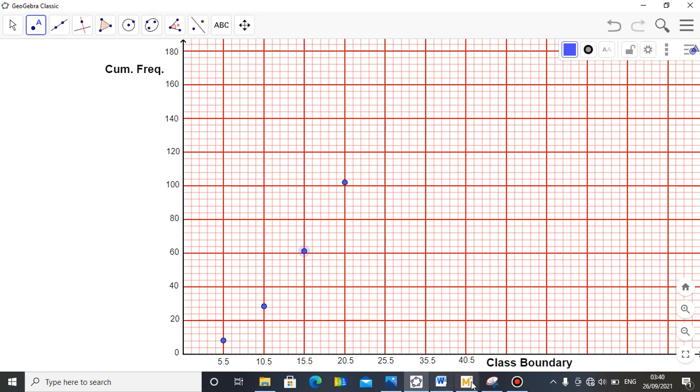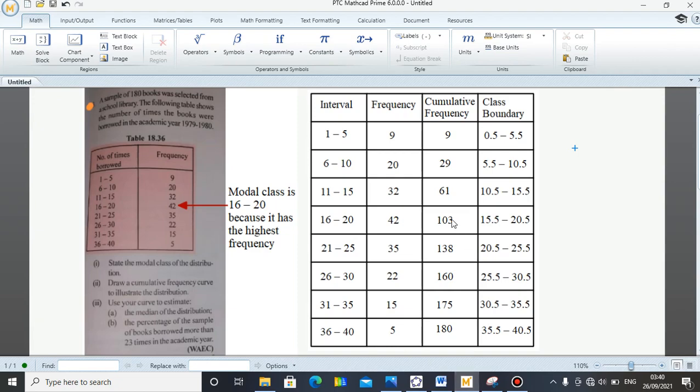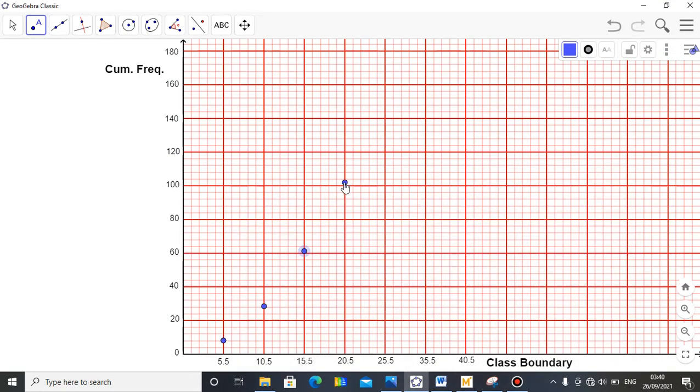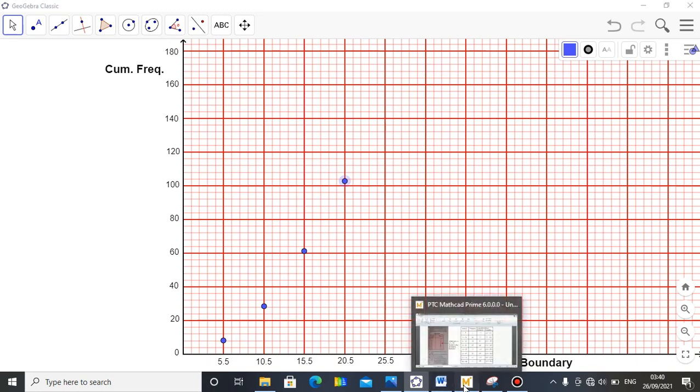Then the next table is 103. So for 103, this is 100. So 104 should be the next mark. So 104 is here. So 103 should be very close. So somewhere here should be okay. I think we're in order now.